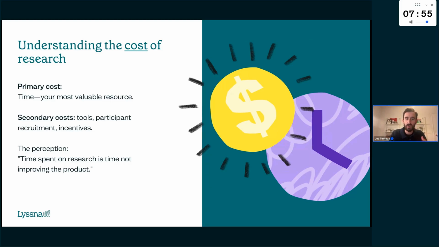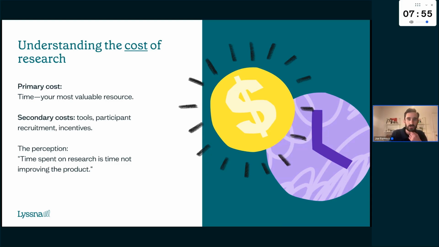Now, there are secondary costs to tools, participant incentives, recruitment. There are other more fixed or straightforward monetary costs involved in research. But the biggest cost being your time as a designer and the opportunity cost, the time that you're spending on research instead of doing something else, building or designing new features, let's say.